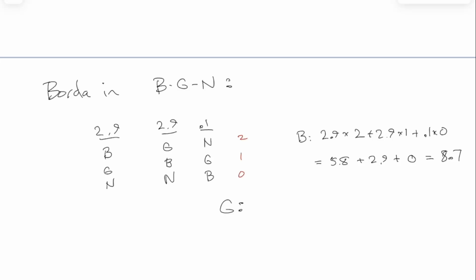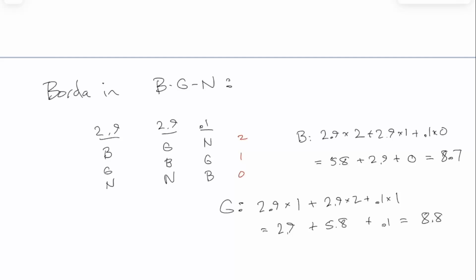Let's do Gore. That would be 2.9 million times 1 in the first column. It's always the number up top times the point value in this position. That's 1 point. Here, 2.9 times 2 points. So that's 2.9 times 2. And then the last column is 0.1 times 1. Well, this is 2.9, plus 5.8, plus 0.1. This adds up to 8.8 million points for Gore. All right?